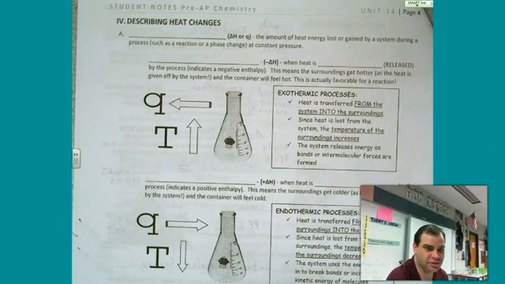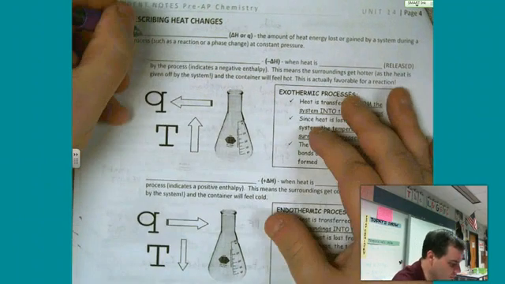Dun dun dun! Describing heat changes. There are two types of heat changes: endothermic and exothermic. They're very easy to get confused, so hopefully you won't get confused. Okay, so first we need to go over that wonderful term again.